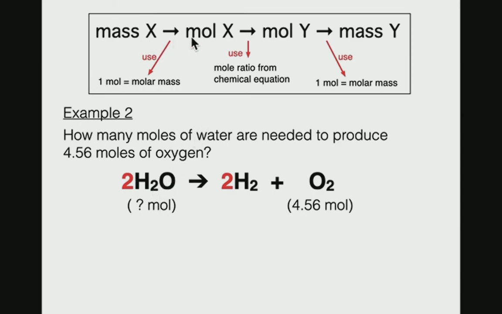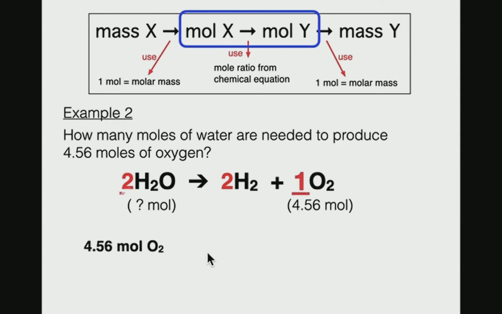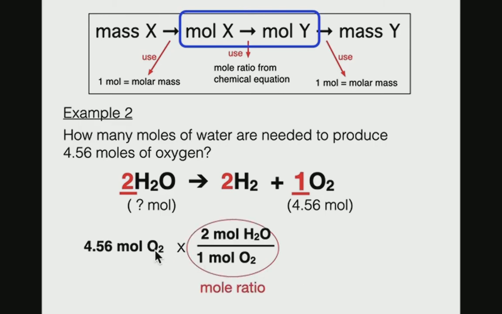Now, when we look at the flow chart here, we're really just needing this relationship, moles of one substance to moles of another substance. Just one conversion is needed, the mole ratio from the chemical equation. So we'll start by writing down the number we're given, moles of oxygen, and we'll use the mole ratio from the chemical equation, where moles of oxygen cancel out, and that'll give us 9.12 moles of water.